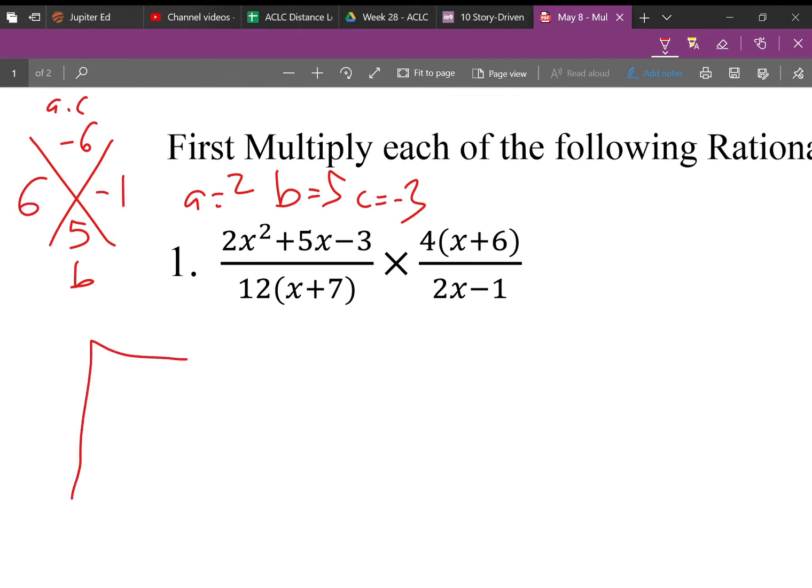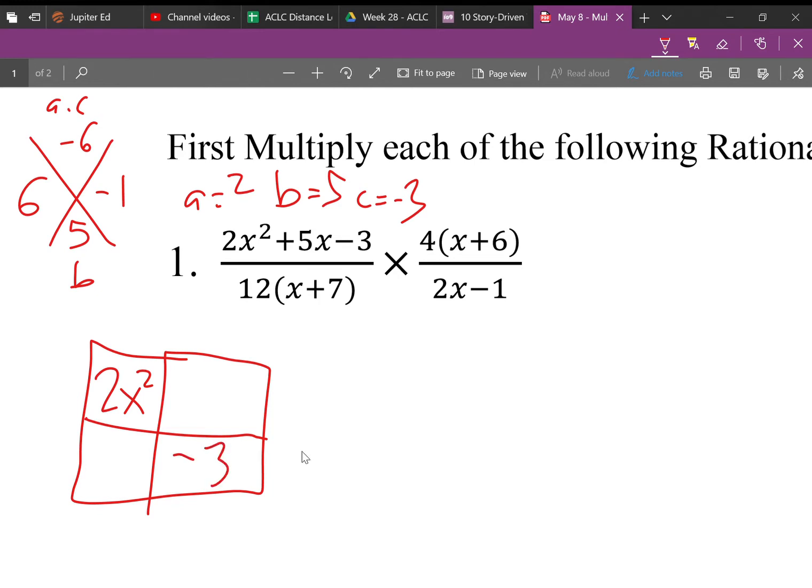Now we plug that into our box. We have the 2x squared on the top left. We're going to have that -3 on the bottom right. And then the 6 and -1 becomes 6x and -1x. Now to make the 2x squared, I'm going to put the 2x on the top here. Put the x here. Now 2x times +3 gives me the 6x I need. X times -1 is going to give me the -1x I need here.